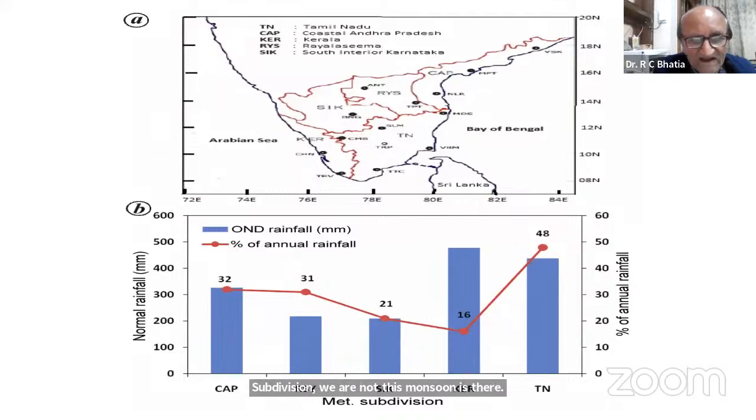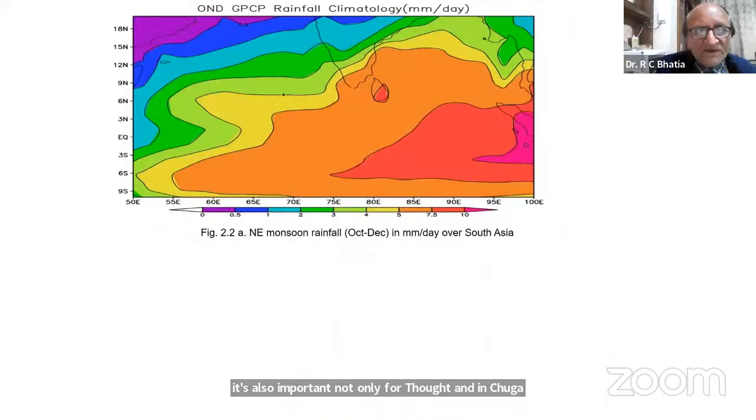What is important is that Tamil Nadu and Kerala receive quite a good percentage of annual rainfall during the northeast monsoon season as compared to other regions, Andhra Pradesh, Rayalaseema, and South India. So it's quite high. Even though the main annual rainfall season is the monsoon, the northeast monsoon is also very important, and not only for the South Peninsula, but for Sri Lanka and Maldives also. And this is taken from Dr. Rajivan's book, which I referred to in the beginning.